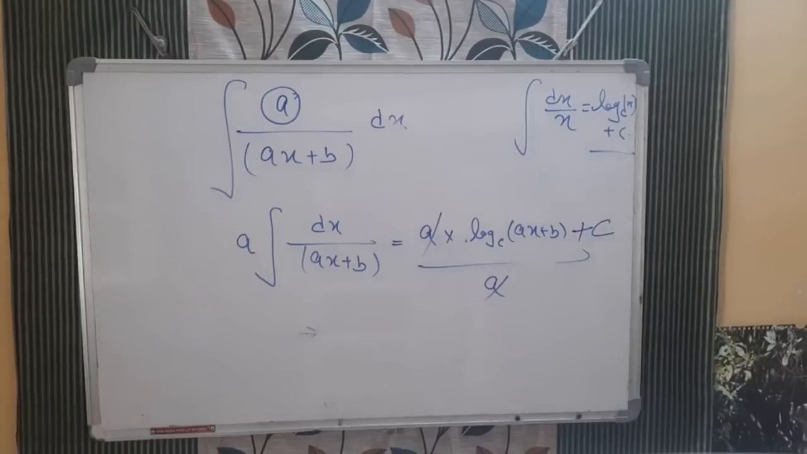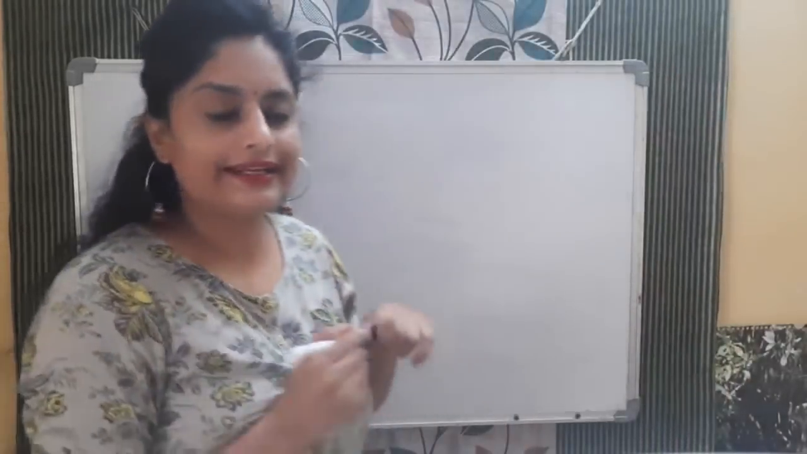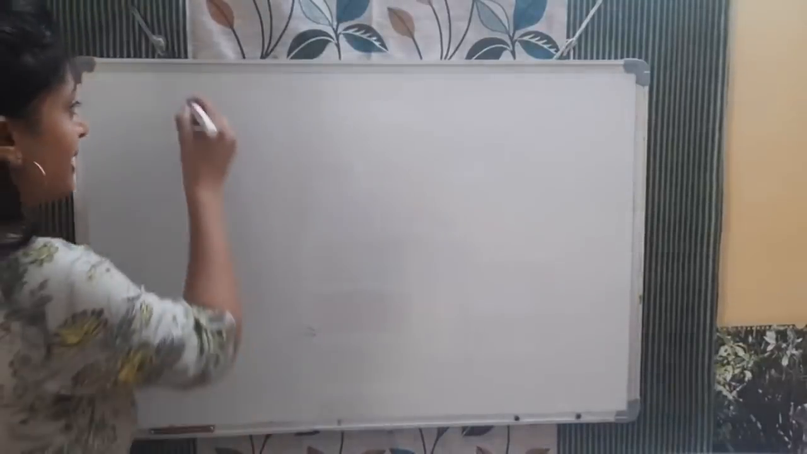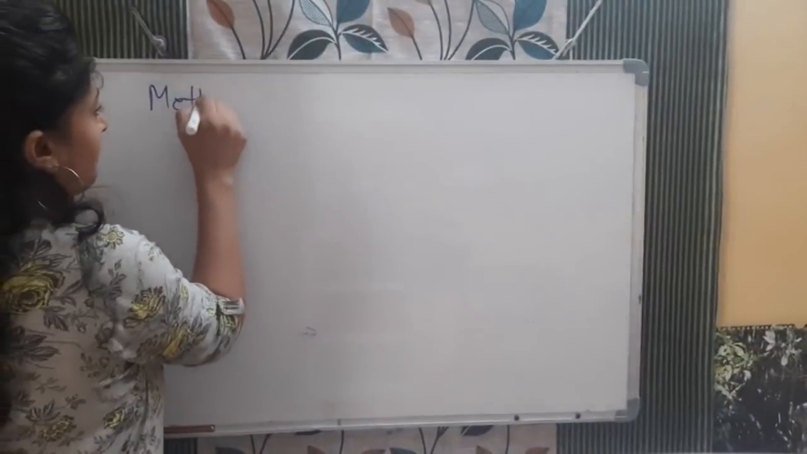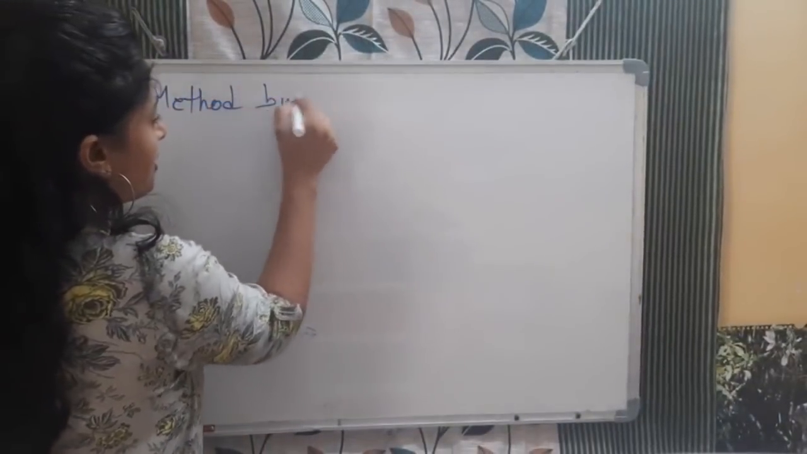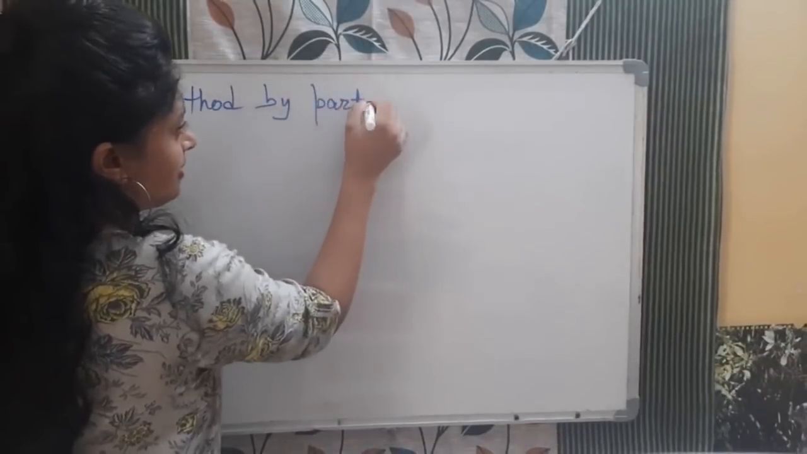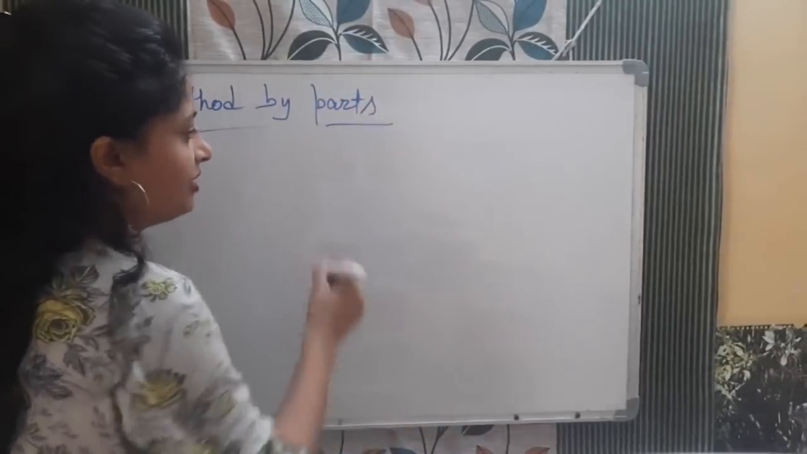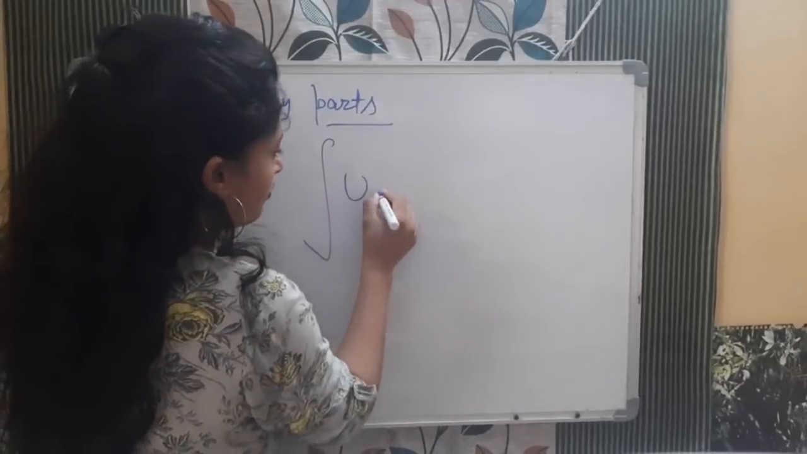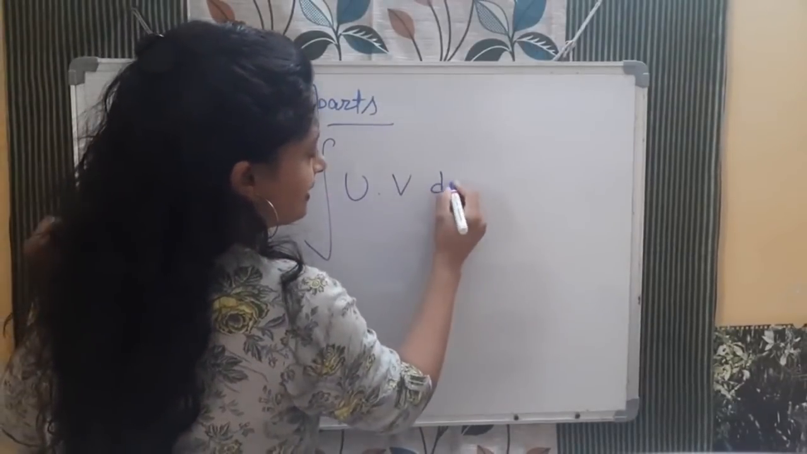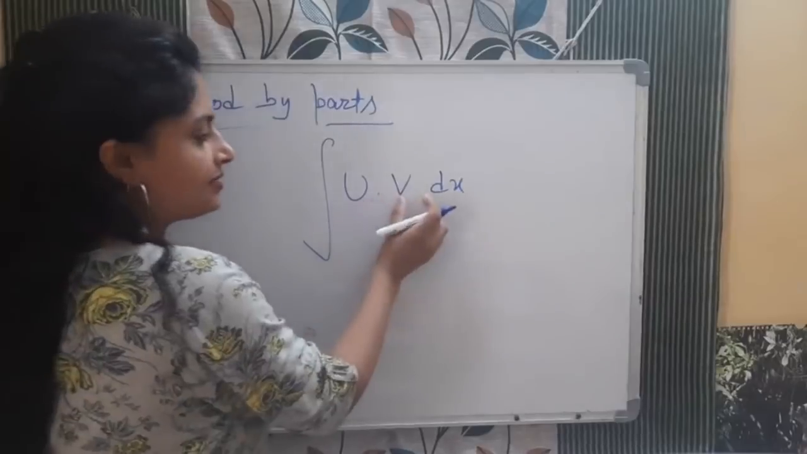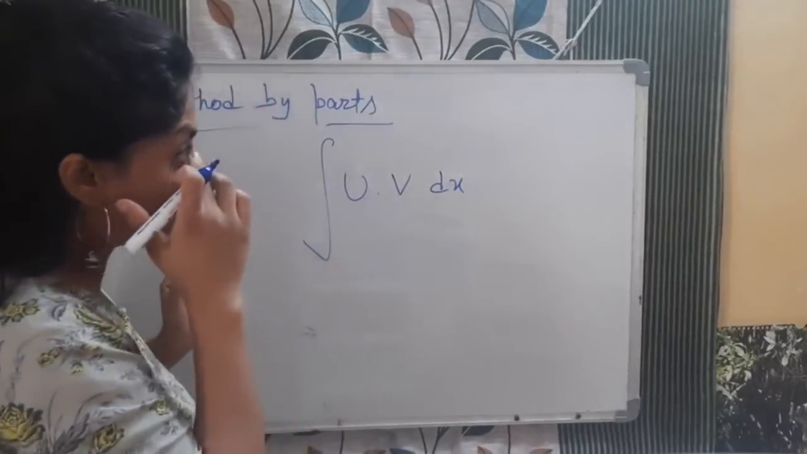So now we will discuss some more methods. There are two very famous methods for integration. So one is what, bacha? One is method by parts and one is method by substitution. So firstly we will see the method by parts. By parts we need to do integration. In that, for example, we have the product of two functions, u v dx. This is also a function of x, this is also a function of x, and both are in multiplication.